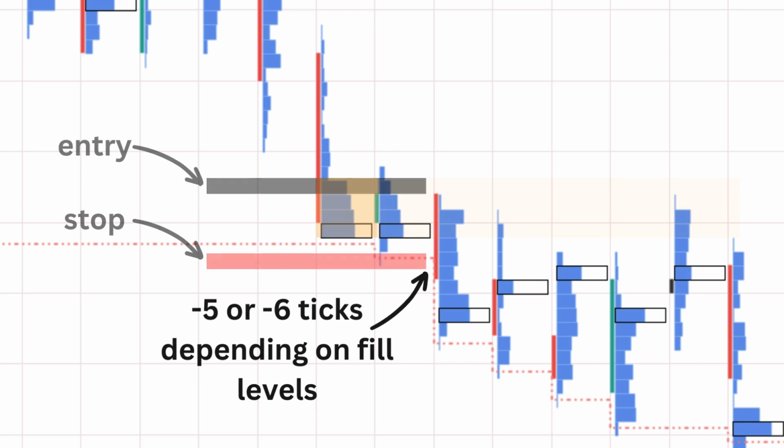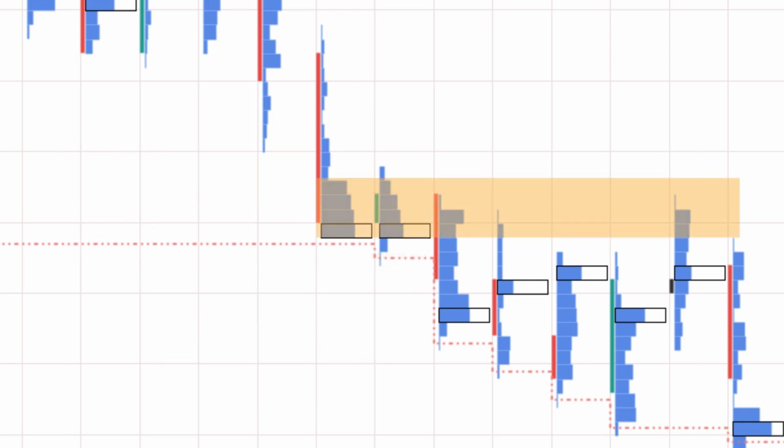Now, I hope you are already seeing the trade idea that we were provided with here by using this volume again, but now as resistance.